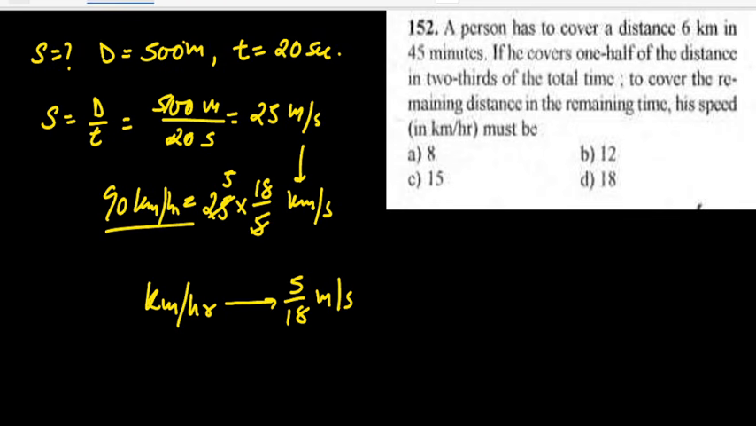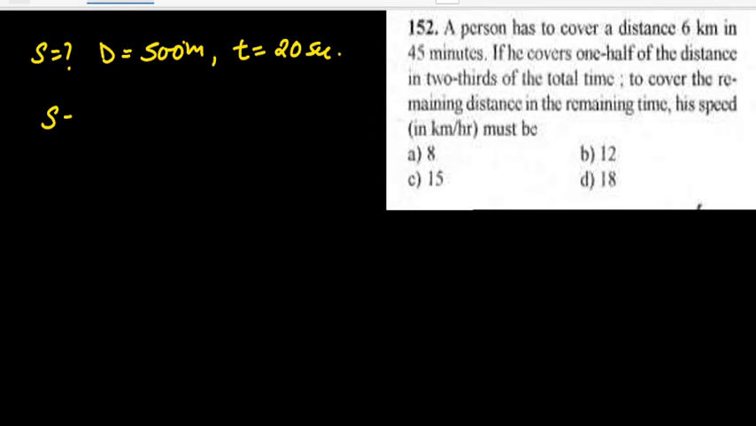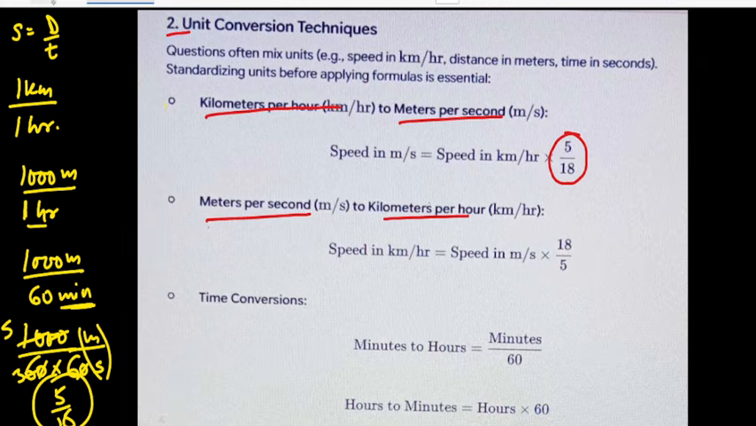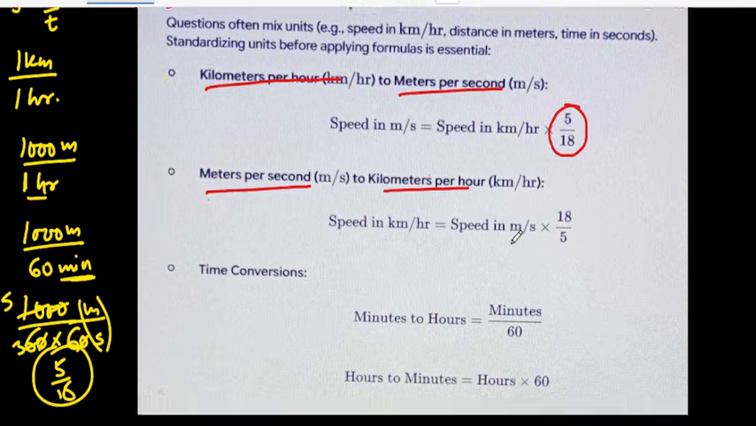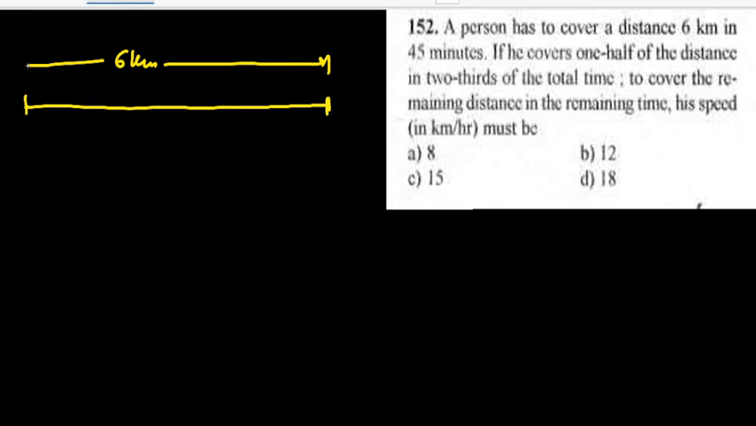So let's utilize this concept to solve this question which was asked in MPSC LDA. Let's see what's given. A person has to cover a distance of 6 kilometers in 45 minutes. Let's write down the condition first. Also, in order to solve these questions, always try to draw the figure in order to understand the condition. So I'll draw a line. This distance is 6 kilometers, and to cover 6 kilometers, he took a time of 45 minutes. This is the total time and total distance covered.